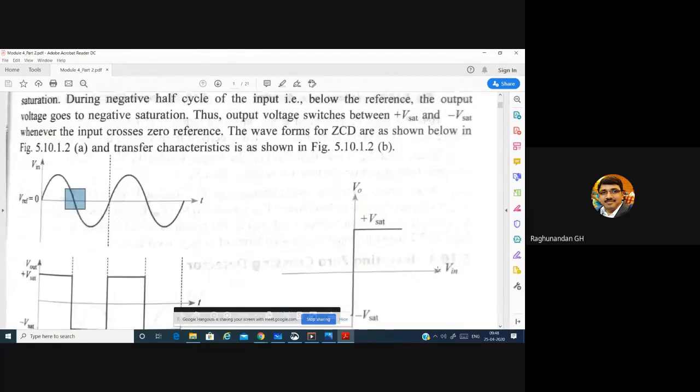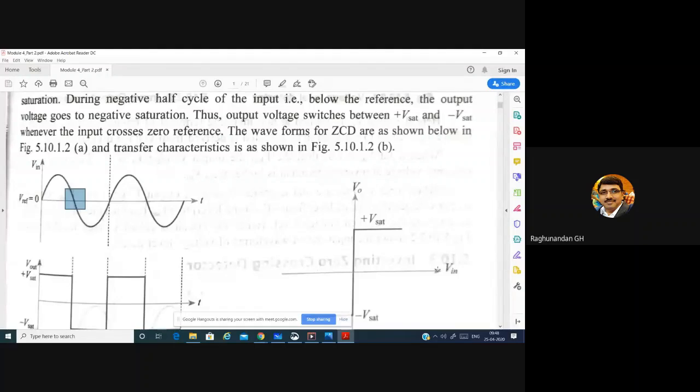So now can you tell me what you call this graph? Whenever we plot output voltage by input voltage, what do you call that graph? VI characteristics, very good. Transfer characteristic. It is transfer characteristics.